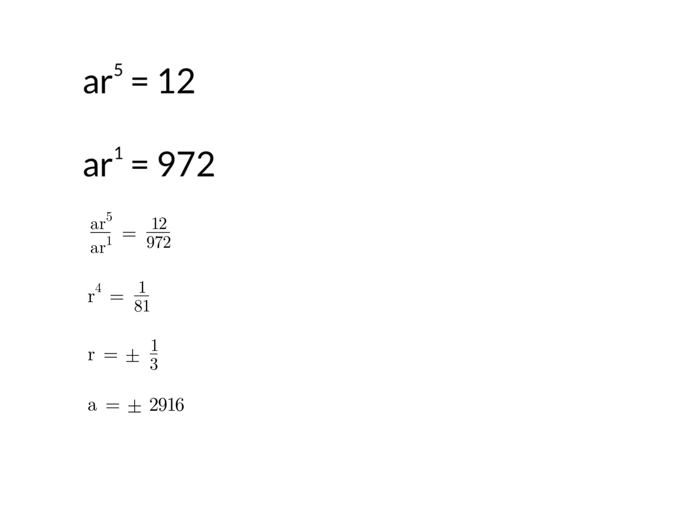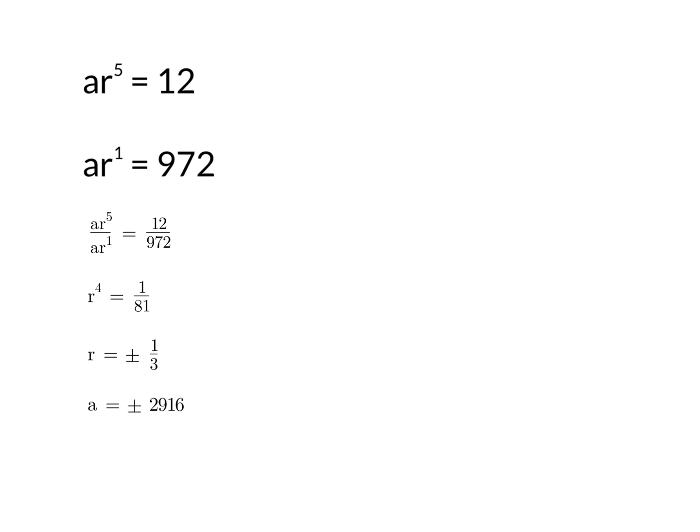So a r to the 5 is 12 and a r to the 1 is 972. Now we can do substitution or we can do division because dividing will eliminate the a. So a r to the 5 over a r to the 1 gives us r to the 4. 12 over 972 is 1 over 81. And then you take the fourth root of that. And that gets you a third.